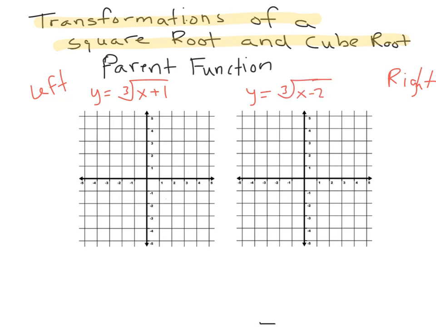Okay, so you'll notice a lot of similarities here. So plus 1 would be this direction, and so he would go like that and like that. To the right 2, he'd go to the right, and then boom, and then boom. Okay, pretty straightforward. Now let's show up and down.